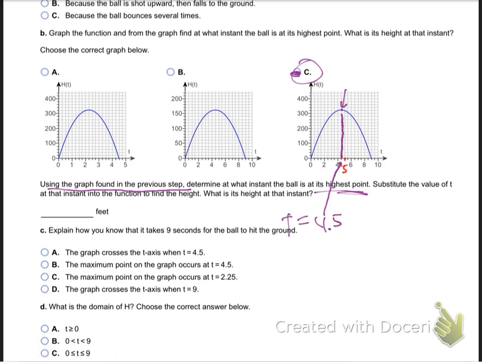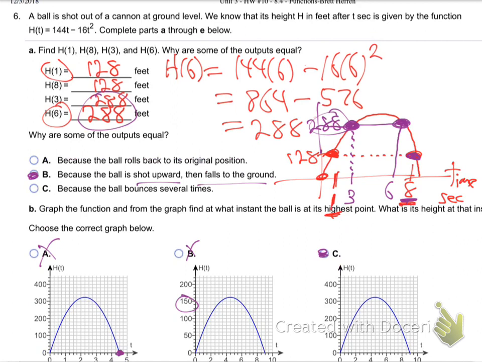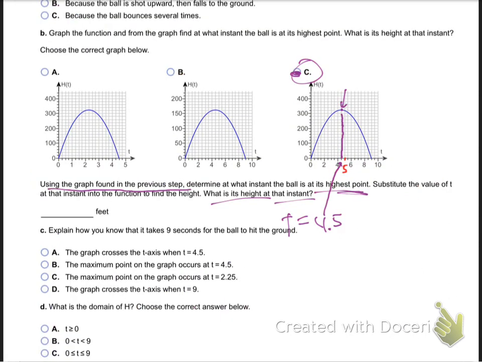That's t equals 4.5. And they say, what's the height at that instant? So they want you to plug into the function. Let's go grab the function. This function, 144t minus 16t squared, is the height. So if I plug in 4.5 seconds, right between 4 and 5, it's going to be at its tip top.